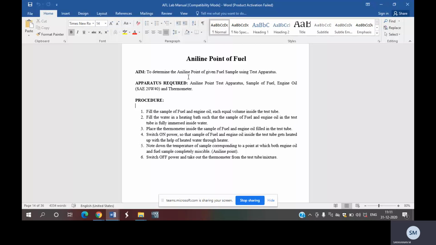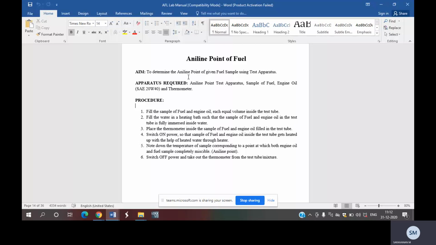The first step is to fill the sample of fuel and engine oil, each in equal volume, inside the test tube. So first we fill the fuel and engine oil, both in equal volume. If there is a high volume of one and a low volume of the other, it is very difficult to mix them together. So how we mix them is the important thing.